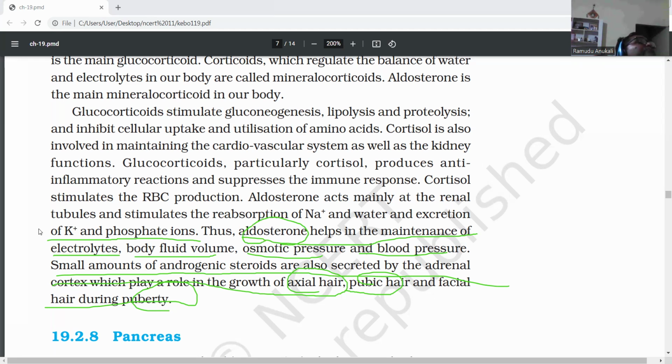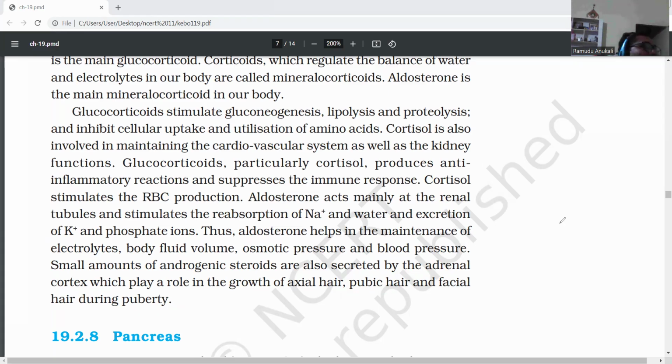So when we see that clearly, the adrenal gland has two parts, the outer cortex and the inner medulla. The outer cortex secretes two hormones, and the inner medulla secretes two hormones. So mainly, if you take the medulla, it is adrenaline and noradrenaline. So this is about the adrenal gland.